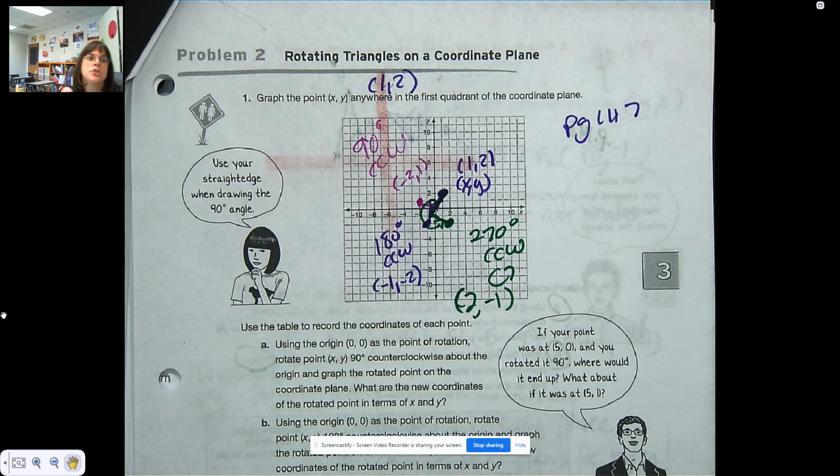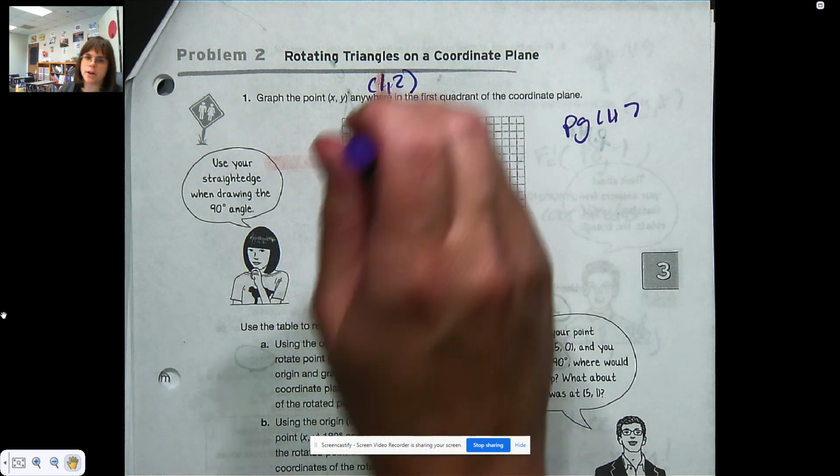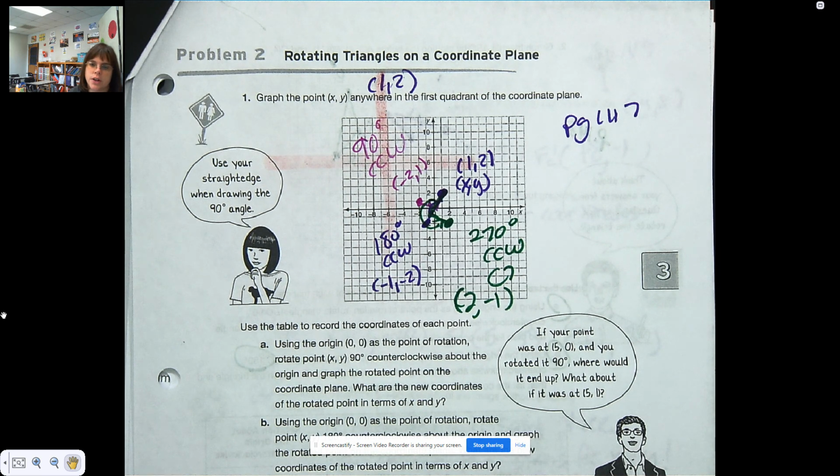So today, make sure that you do that rotation Desmos and go slow through it, because it will take you all the way back through here, and that's going to be your homework for tonight.